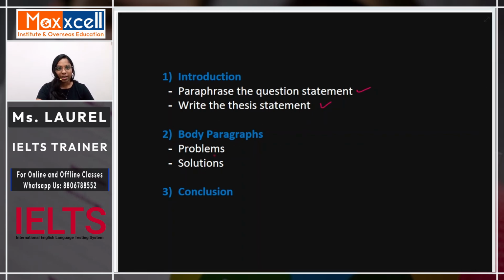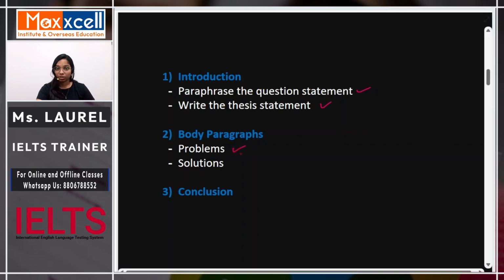Now, coming to the body paragraphs. In case of a problem solution essay, you need to have a minimum of 2 paragraphs. And what are these paragraphs? One paragraph should be dedicated to the problems, and the other paragraph should be dedicated to the solutions. At the end, you need to have a conclusion.